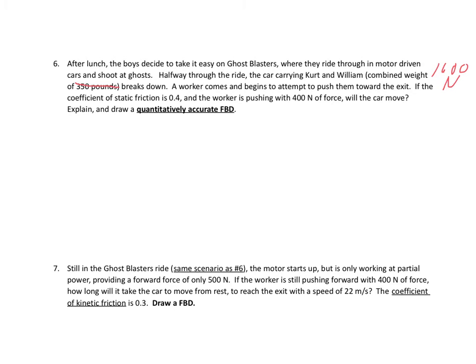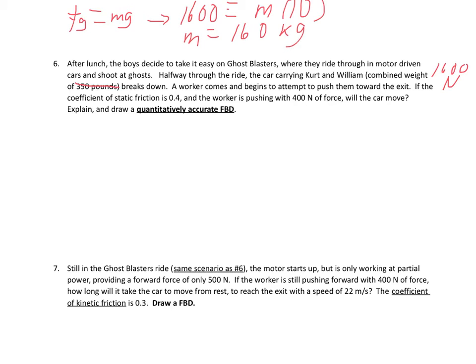Okay, so this means a couple things. Since Fg is mg, and we've got 1,600 newtons, we're going to have m times 10, and that's going to give me the mass of these two kids together: 160 kilograms. The kids in the ride and all that stuff, so 160 kilograms.